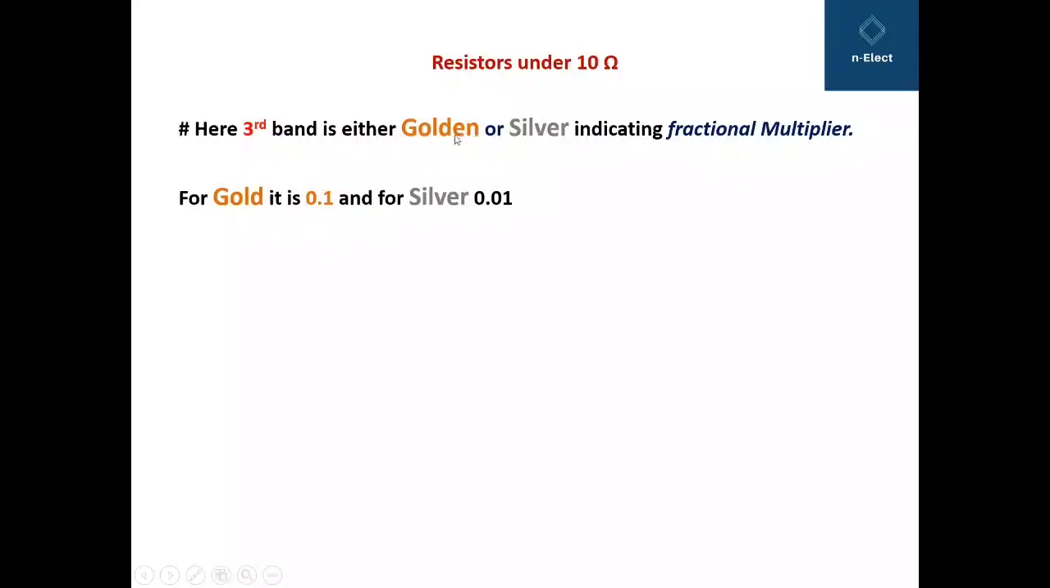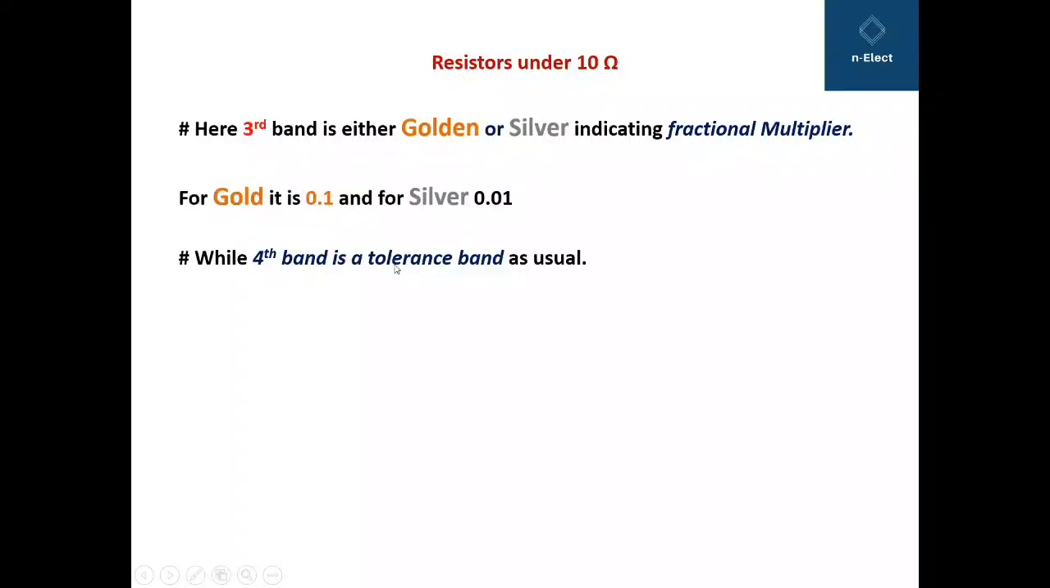Here the 3rd band, golden or silver, never represents the tolerance, but it represents the fractional multiplier. If the 3rd band is the golden band, the multiplier will be 0.1, and if it's a silver band, then the multiplier will be 0.01. You remember this for the resistors under 10 ohm.